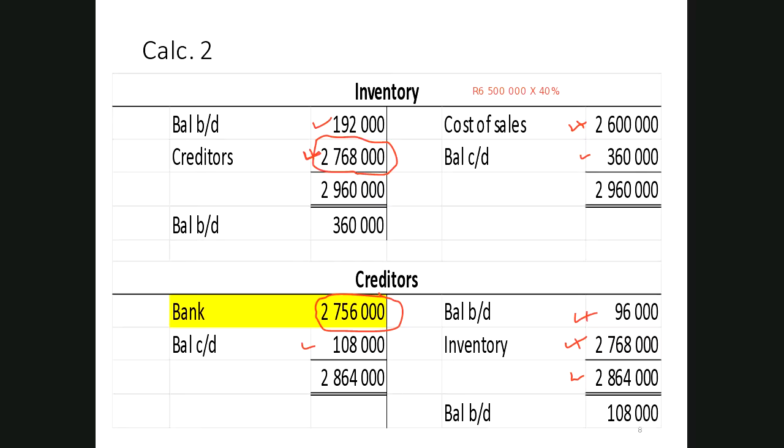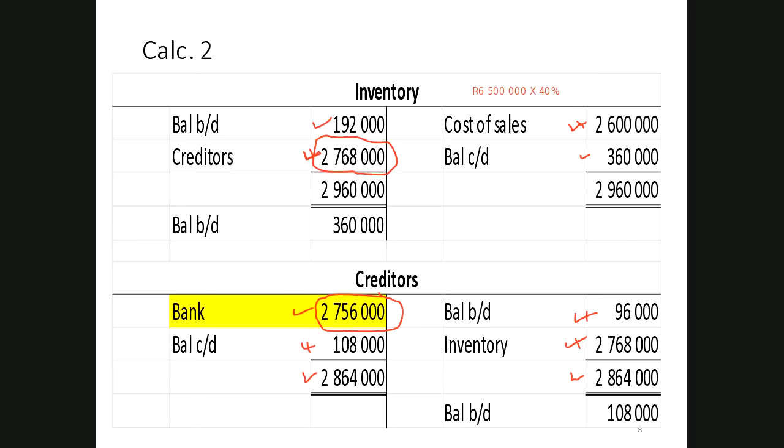2,864. And that, I'm going to answer your question now, Wesley. That 2,864 I take across to this side and I subtract 108,000, which is the amount I hadn't paid by the end of the year. And that means the amount I actually paid to my suppliers was 2,756,000.